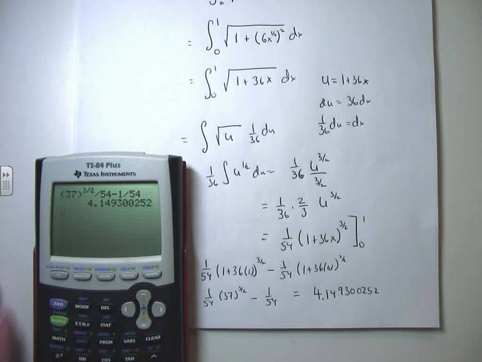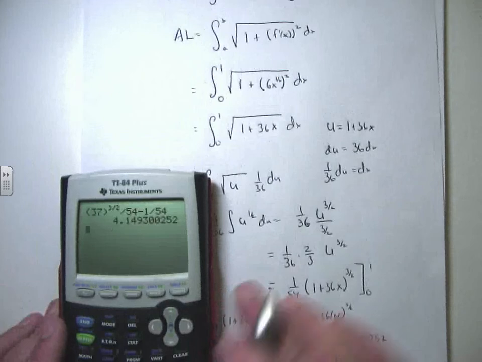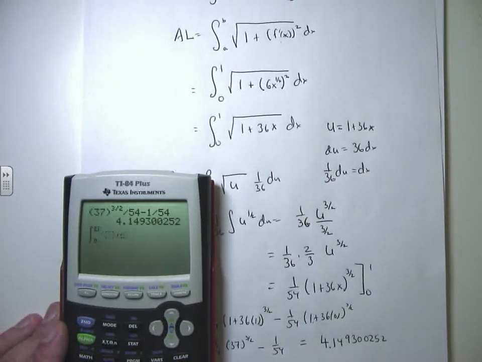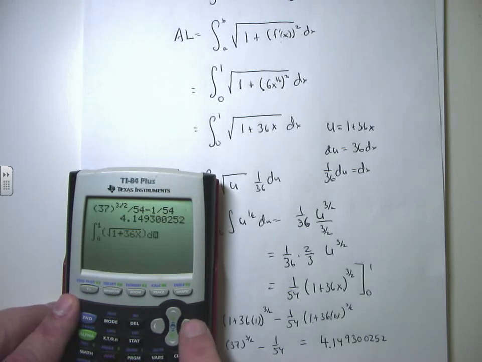And I get 4.149300252. But of course, I could have made a careless error somewhere. We're all prone to doing something like that. So I would go back and double check my answer by using my integration button. I'm integrating from 0 to 1 of the square root of 1 plus 36x, dx.